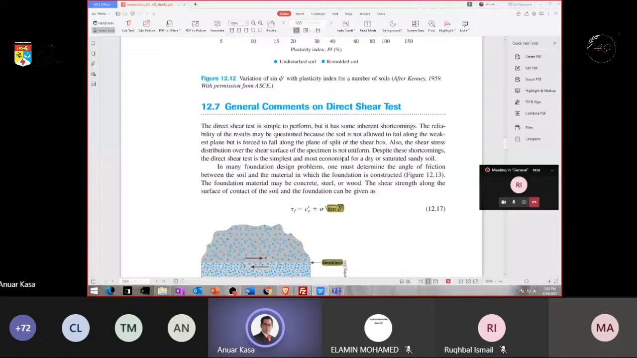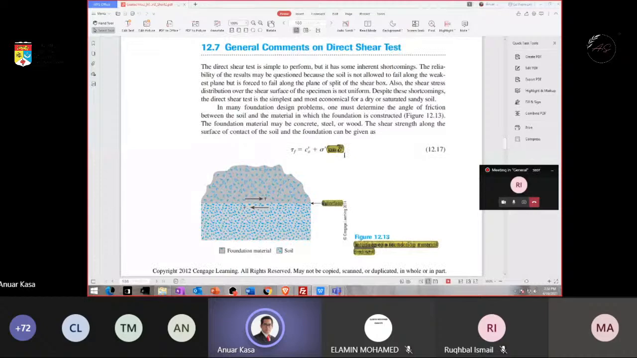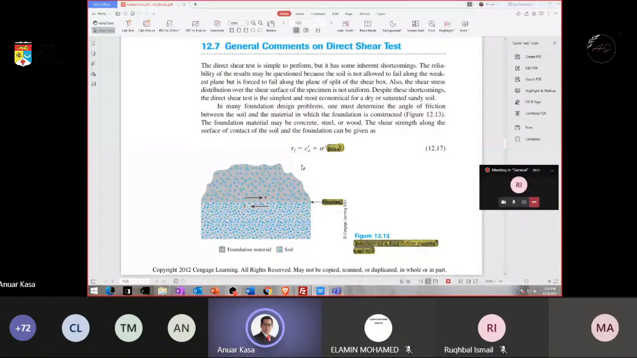And okay, for this one, sometimes we use the direct shear test to know the interface friction. For example, let's say we have a foundation here, and on top is soil. So what is the friction, or property, between the concrete here and the soil? So we need to know the angle of friction of that. So we can do the direct shear test also, just to get the value of the angle of friction between two different materials. We can do the direct shear test for that purpose also.